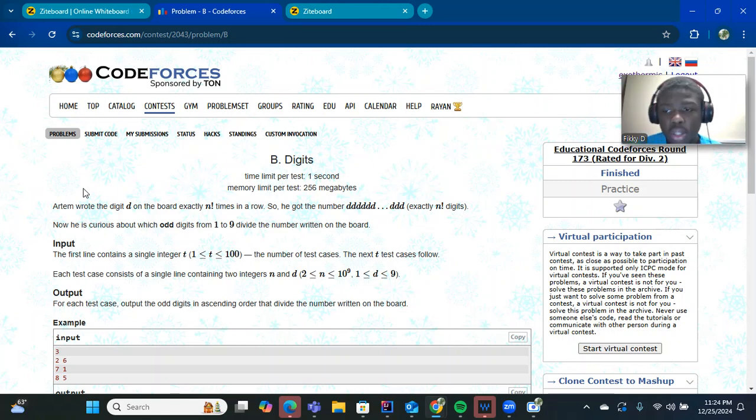Basically, in this question, you have a digit d and you're writing it n factorial times, and you want to see which odd digits from 1 to 9 divide this number. I didn't really like this question just because I'm pretty sure everyone had a solution to deal with 1, 3, 5, and 9. That's pretty obvious. For example, obviously any number is divisible by 1. And for 3 and 9, if you have any math experience, you'll know that a number is divisible by 3 as long as the sum of the digits is divisible by 3. Same thing for 9. As long as the sum of the digits is divisible by 9, then the number is divisible by 9. It's a simple modulo trick.